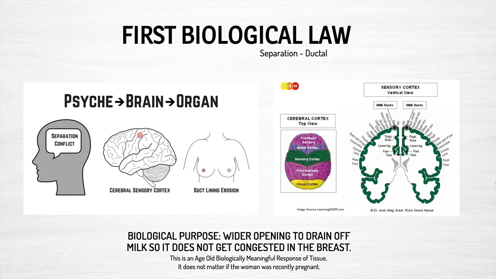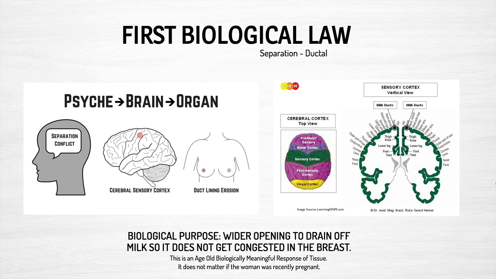It's impacted. The area of the brain associated with this is the cerebral sensory cortex, and the organ is the duct lining. And so there is a message sent directly to the lining of the milk duct, and the purpose of this erosion is to widen the opening to drain off the milk. Because again, biologically, how your body is interpreting this is that this offspring, this person that you love, this baby, was torn from your breast, is lost.